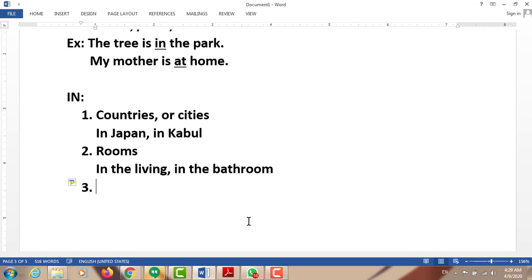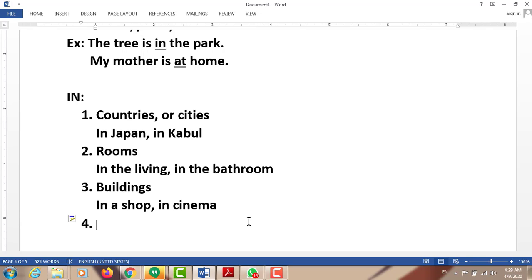Number 3, it is also used for buildings. Remember, for buildings like in a shop and in a cinema. Yeah, cinema is usually in a building.